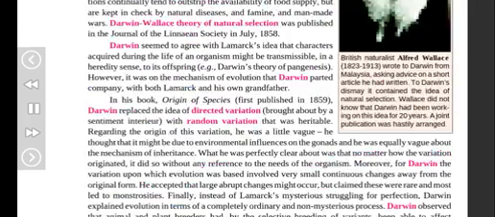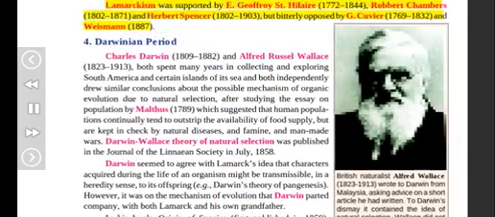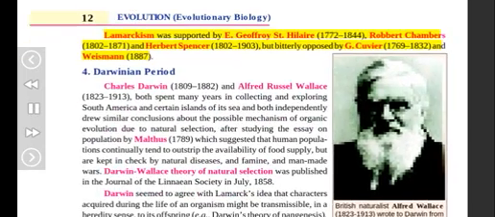Lamarckism was supported by E. Geoffroy Saint-Hilaire, 1772-1844, Robert Chambers, 1802-1871, and Herbert Spencer, 1820-1903, but bitterly opposed by G. Cuvier, 1769-1832, and Weismann, 1887. 4. Darwinian period.